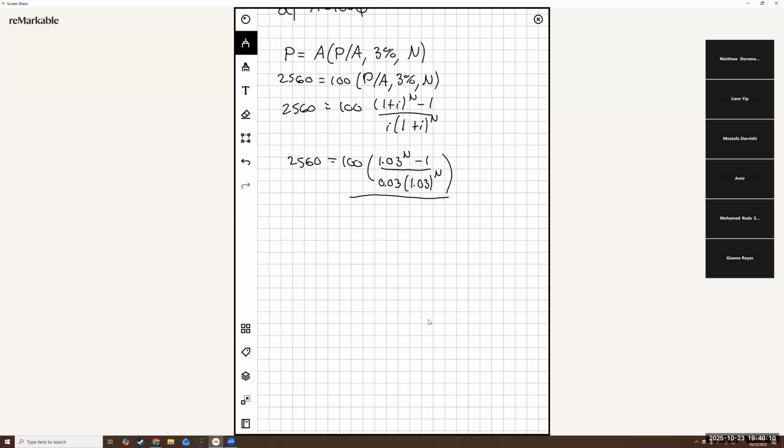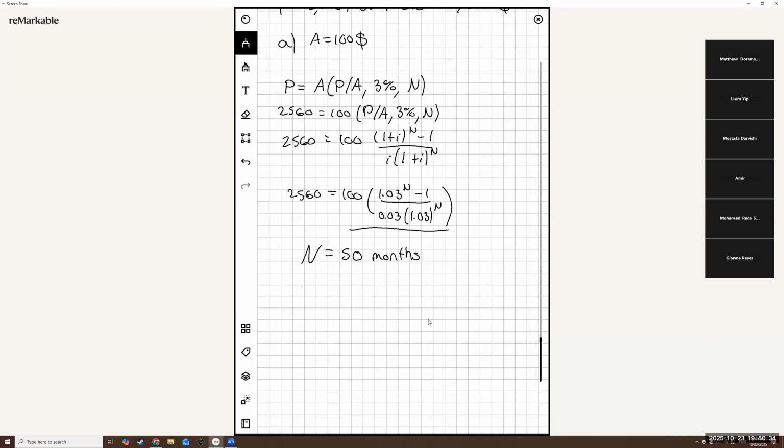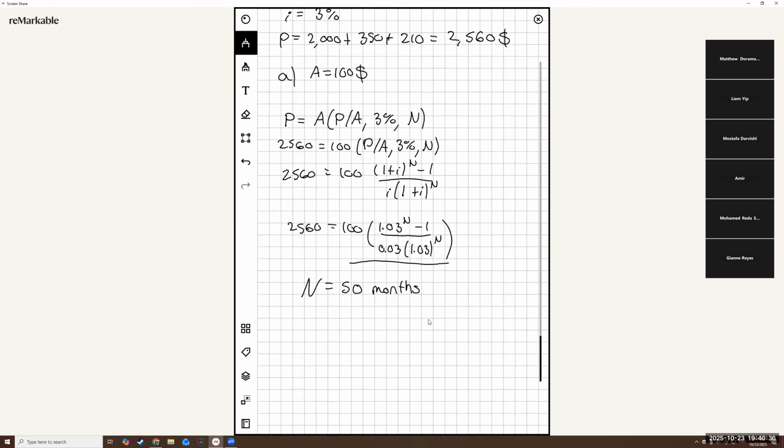Anyway, if you were to solve this, the value you get is n equals 50. So on your multiple choice question, this would be the value that gives you the correct answer. Therefore, it will take 50 months for her to pay it off at $100 per month.